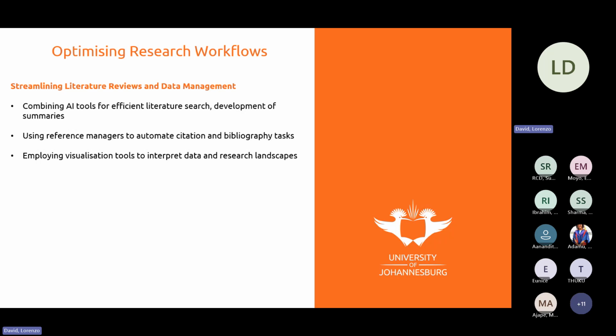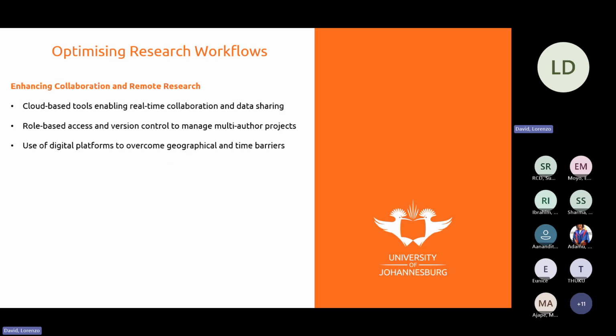So basically, we've discussed streamlining literature reviews and data management. By combining AI tools for efficient literature searching, it allows us to develop summaries. We can use reference managers such as EndNote to automate citation and any issues relating to our reference lists, and also employ visualization tools to interpret data and research landscapes as well. That will deal more with Python, but we would like to go through that in a separate presentation because that can take quite a bit of time.